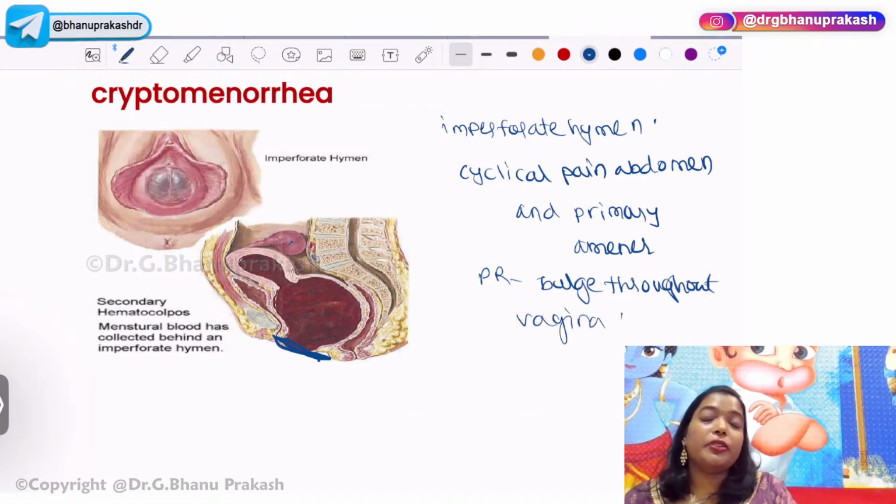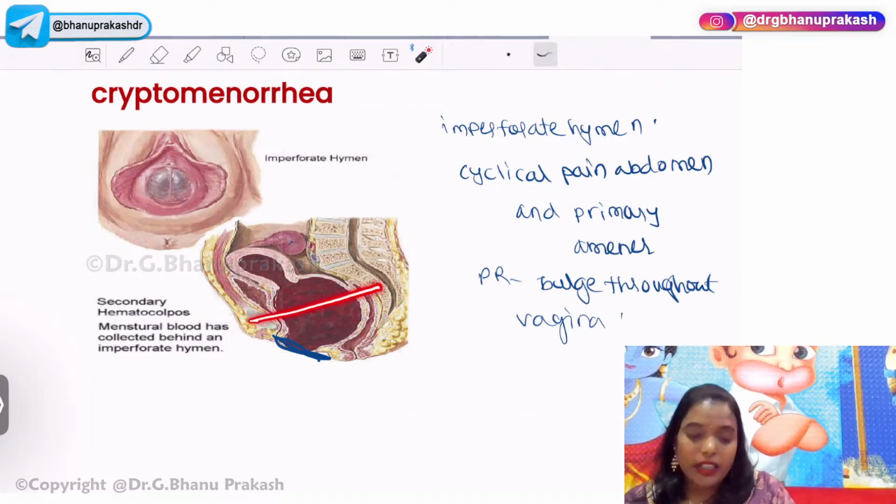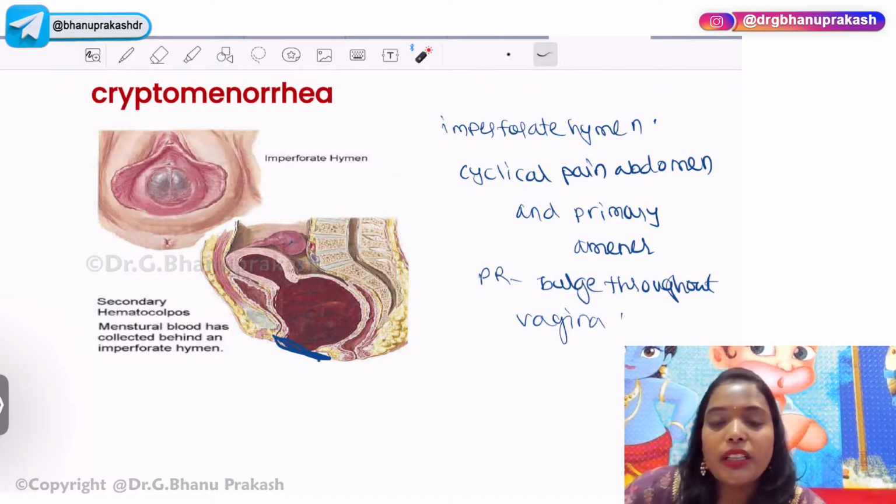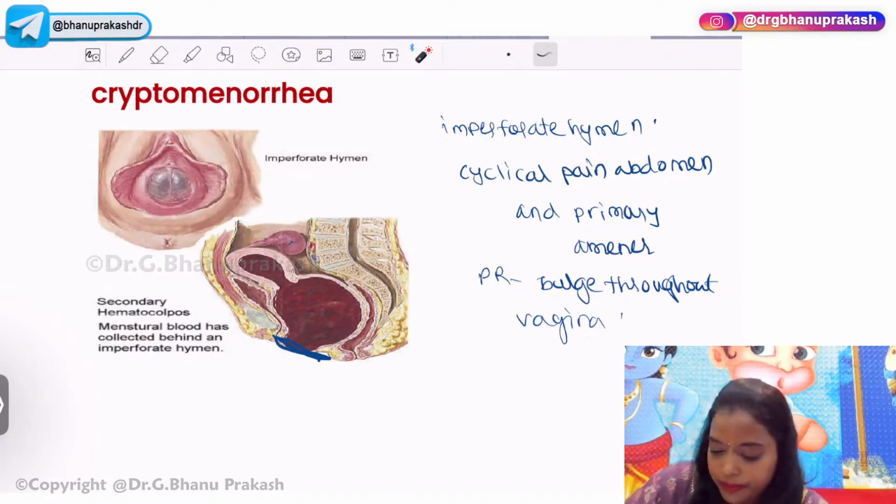The only difference between imperforate hymen and transverse vaginal septum is that in transverse vaginal septum, the bulge will be present only in the upper part of the vagina, whereas in imperforate hymen the bulge will be present throughout the vagina. Okay?